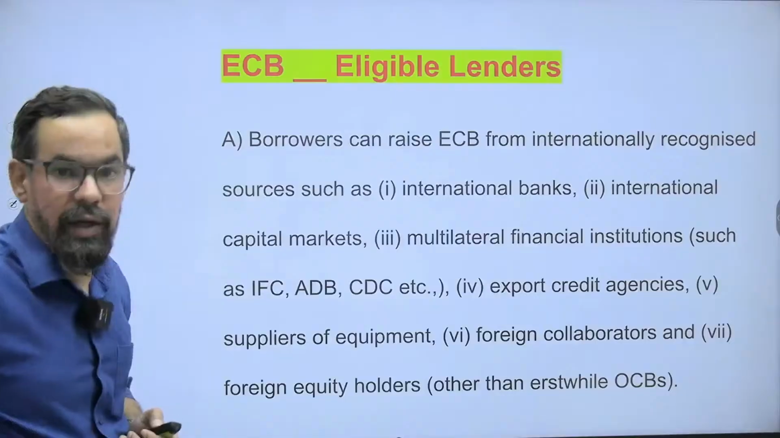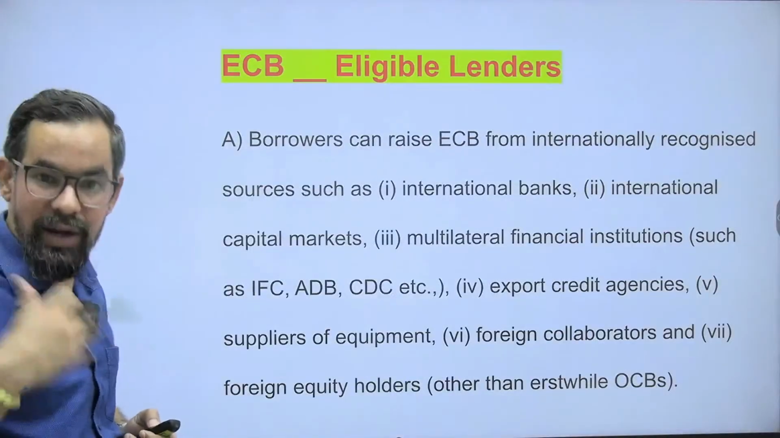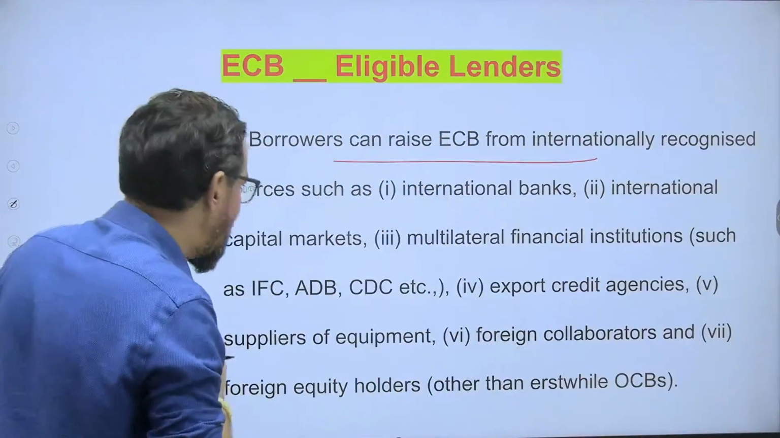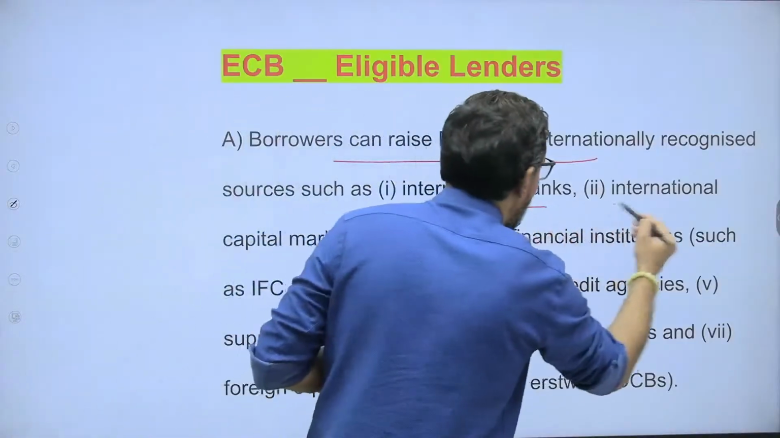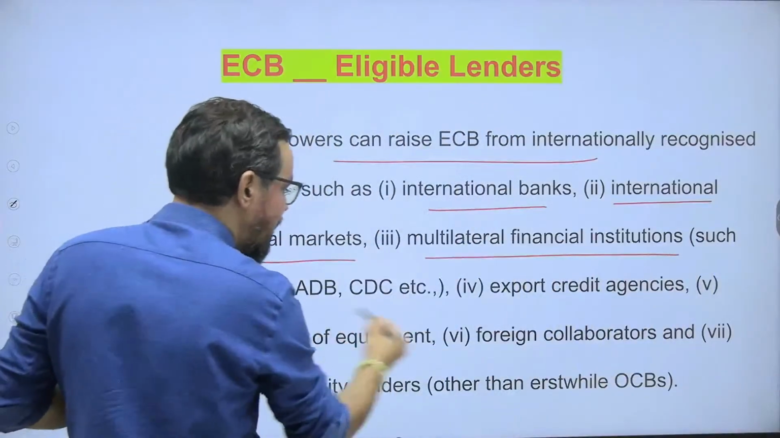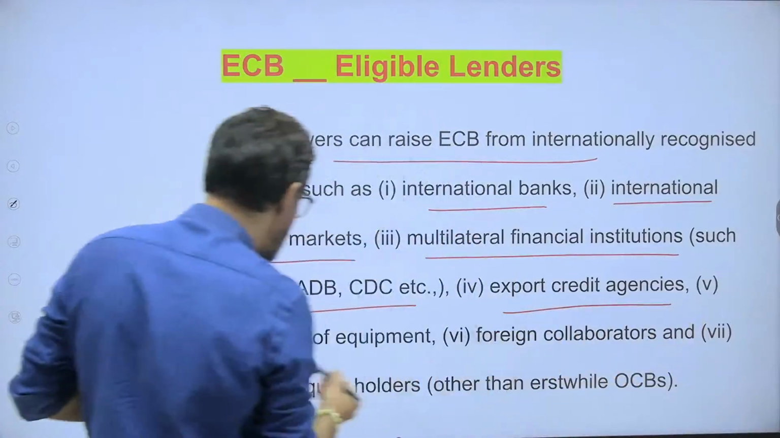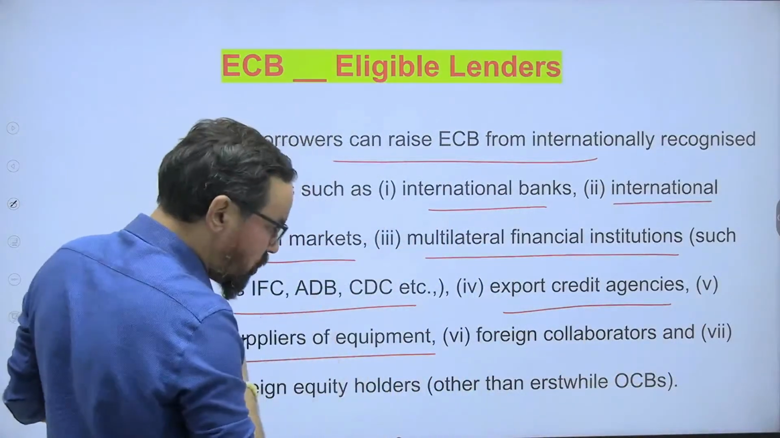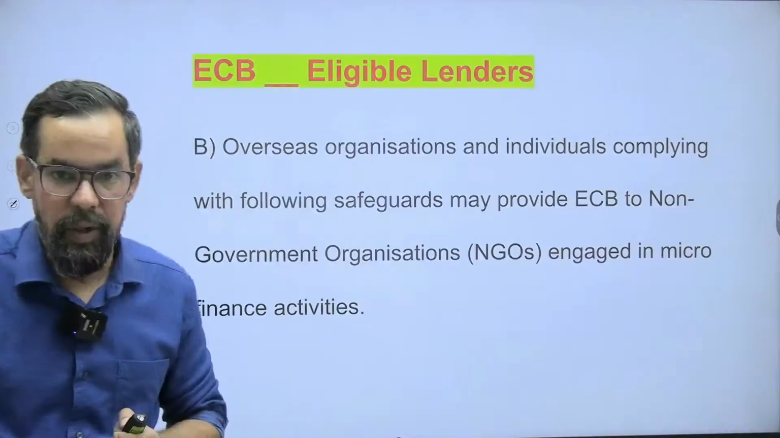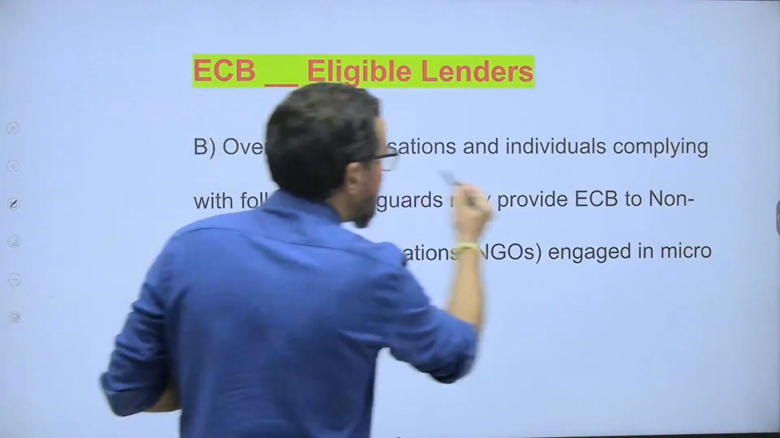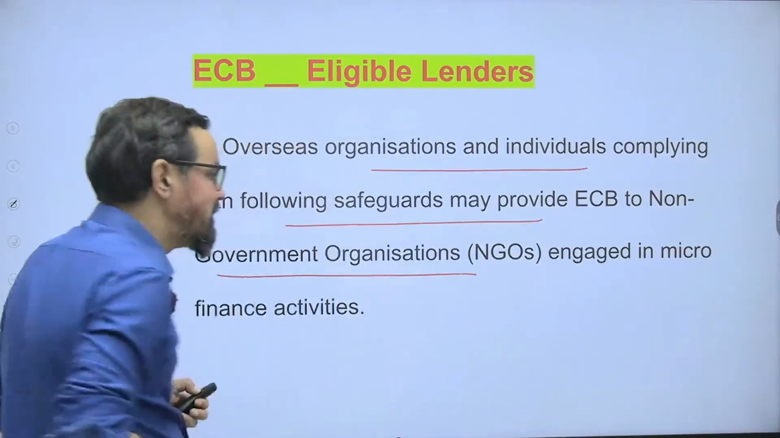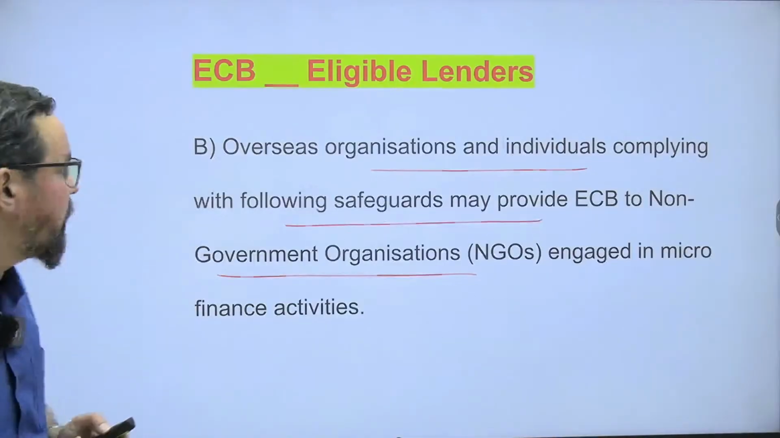So eligible lenders, from which sources we can raise these funds. Borrowers can raise ECB from internationally recognized sources like international banks, international capital markets, multilateral financial institutions like IMF, World Bank, okay. Export credit agencies, suppliers of equipment, foreign collaborators and equity holders, we can raise this money from. Apart from this, organizations or individuals complying with the following safeguards may lend ECB to non-government organizations engaged in microfinance activities also, okay.